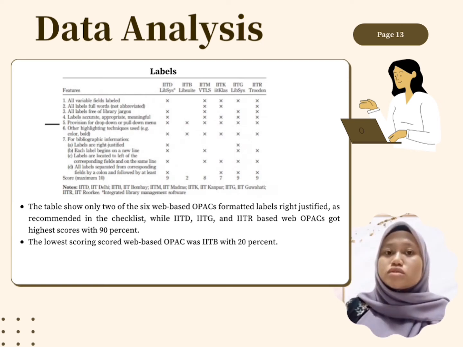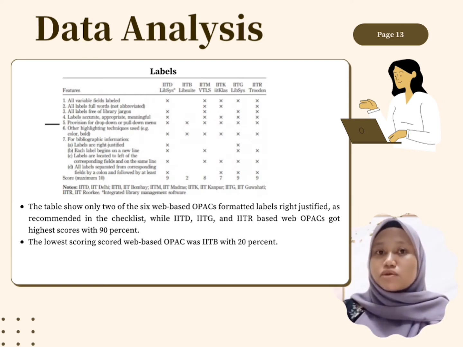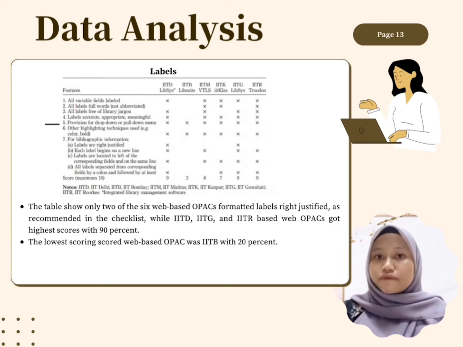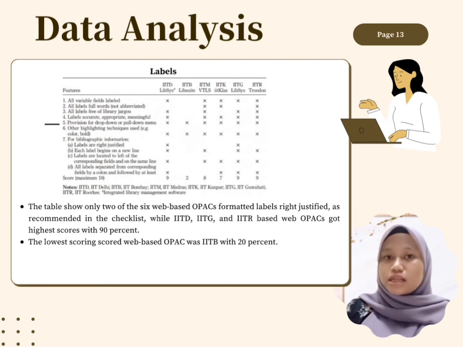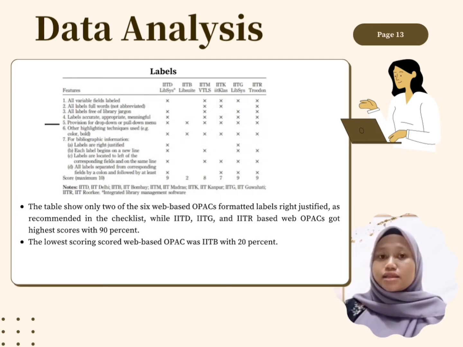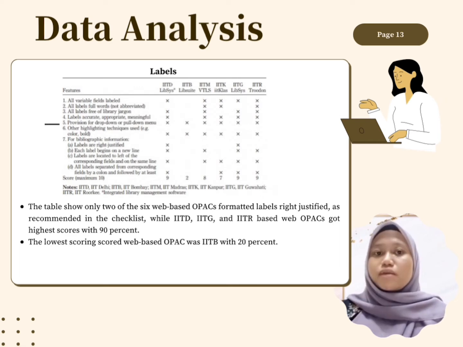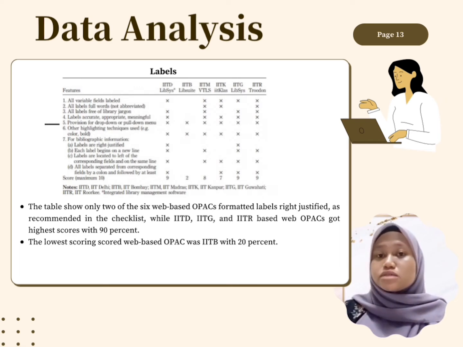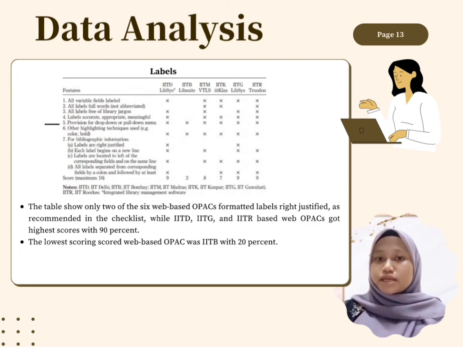Okay, next is label. The table shows only 2 of the 6 web-based OPACs format labels right-justified as recommended in the checklist, while IITD, IITG, and IITR web-based OPACs scored the highest score with 90%. The lowest scoring web-based OPAC was IITB with 20%.